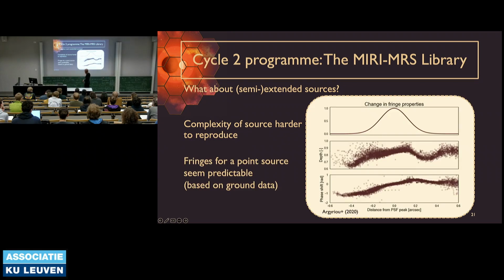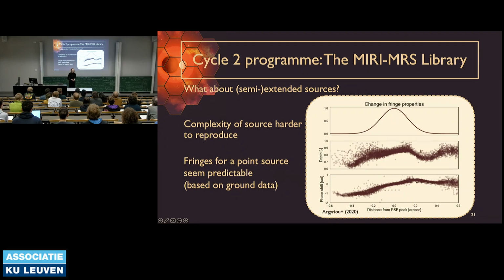So you can see that depending on which part of your PSF you're sampling, you have a steady change in depth and phase, right? I mean, there's some scatter, but there are some trends. And since extended sources are just the combination of multiple point sources, you should be able to use this to reproduce the illumination of whatever you're looking at, and also the fringe pattern.